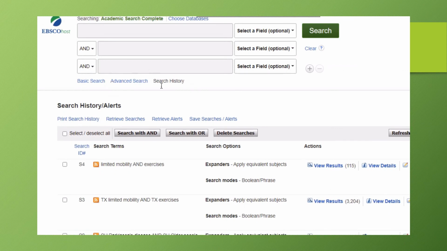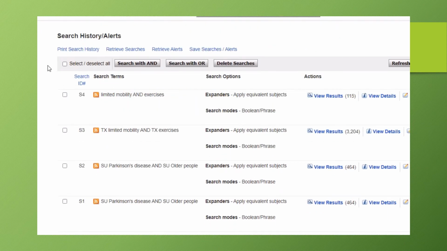Using the databases, you can select search history and combine your search strategies together with Boolean operators. Boolean operators limit returns by using the term AND, meaning both terms or search strategies must be present in the returns. The OR operator allows you to expand your search returns by bringing either or of the search strategies back to you.